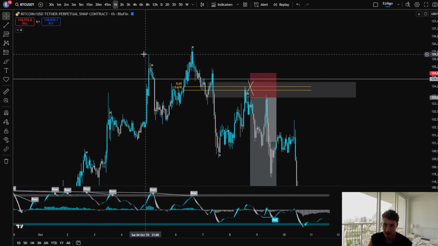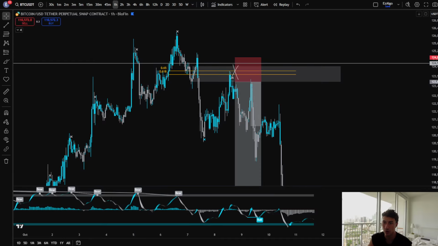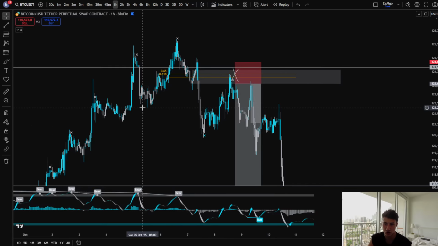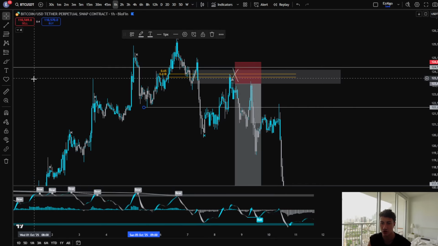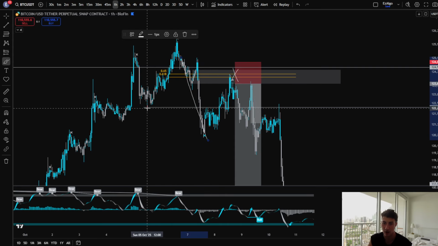So again, we've swept that all-time high. We've also swept that internal high now. And all we're waiting for here is a market structure break, okay? Or a market structure shift. So what we're looking for is a displacement move down with candles closing below this low, okay?